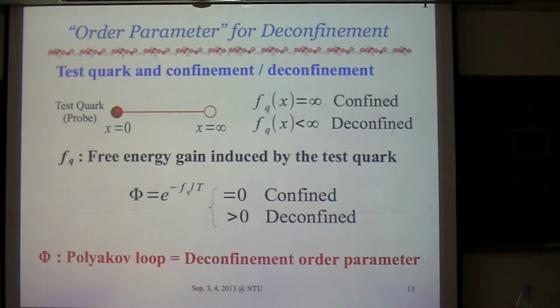And so this is precisely the behavior you want to have for the order parameter, right? In the confined phase, it is 0, and in the deconfined phase, it is something finite. So this is precisely the behavior of the order parameter. And this quantity defined in such a way is called the Polyakov loop. Okay? Why loop? I will come back to this point later. Anyway, so this is the deconfinement order parameter.